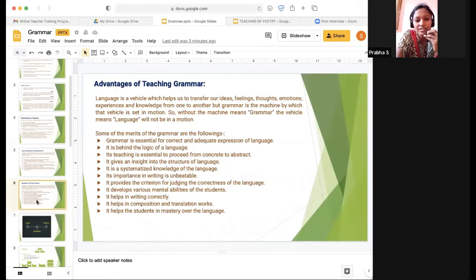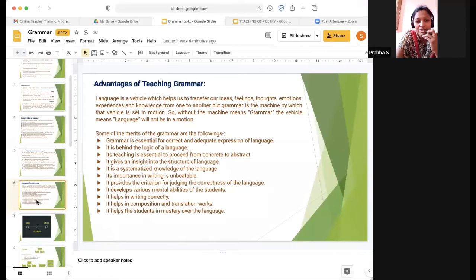Advantages of teaching grammar. Language is a vehicle which helps us to transfer our ideas, feelings, thoughts, emotions, experiences, and knowledge from one to another. But grammar is the machine by which that vehicle is set in motion. So without the machine, meaning grammar, the vehicle, meaning language, will not be in motion. Some of the merits of grammar are the following.